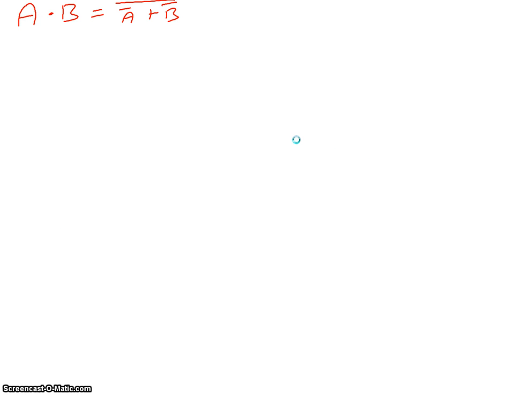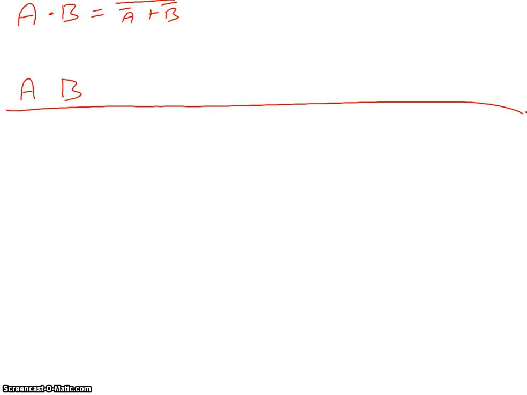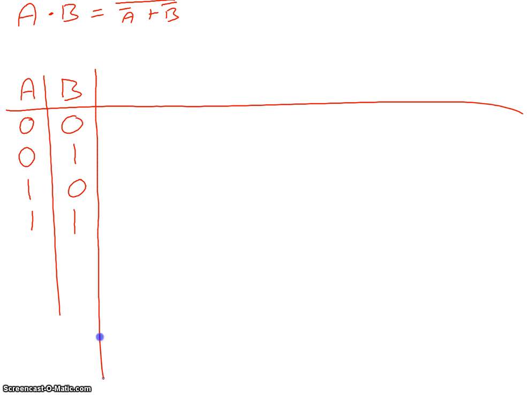So let's start off with A and B equals not A or not B. We'll prove this to show you how they're equal to each other. Let's start off with A and B. We'll use our normal 4 inputs, and we'll use the truth table method to prove this. So 0, 0, 0, 1, 1, 0, and 1, 1. First of all, let's get a result for the left-hand side of our equation, A and B, and then we'll prove that the right-hand side of the equation is equal to that.